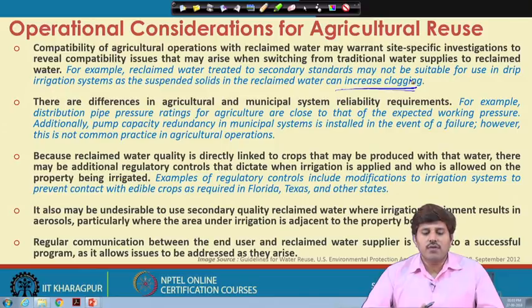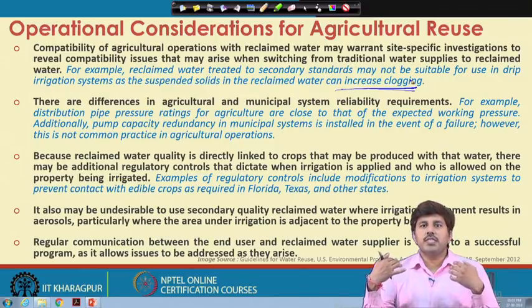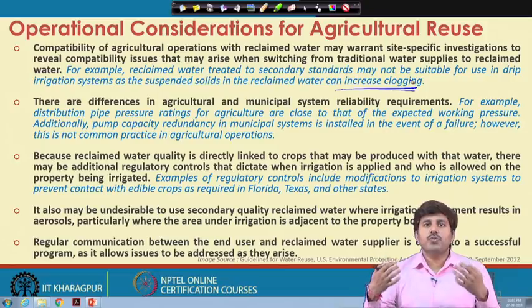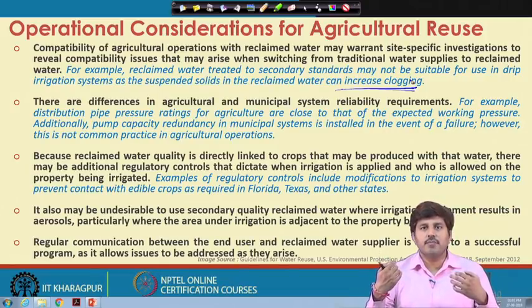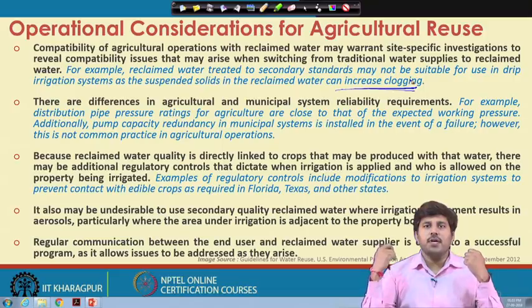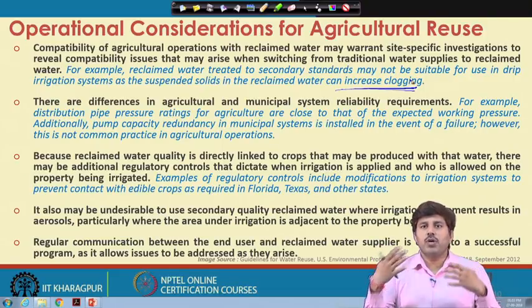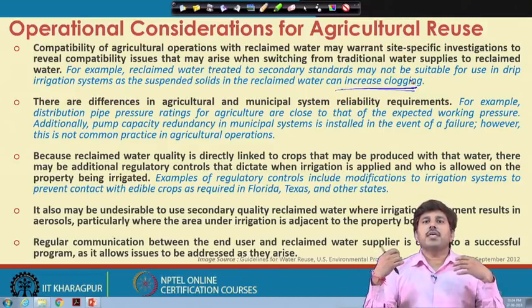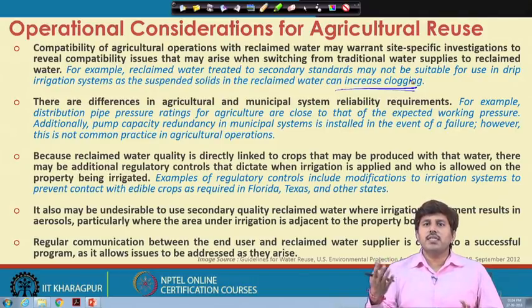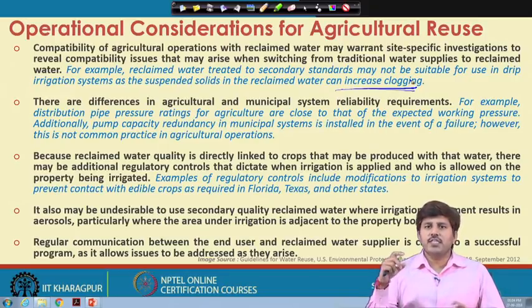There are differences in agricultural and municipal system reliability requirements as well. Municipal systems are supposed to be more reliable than agricultural systems. If you have a pump pumping water in a municipal system and the pump fails at some stage, the municipal supply is going to be stopped, which is totally not acceptable. So you will have to have backup pumps installed in a municipal system, but in an agricultural system it is not that essential.